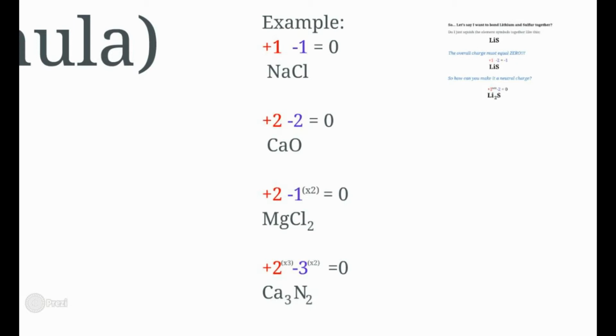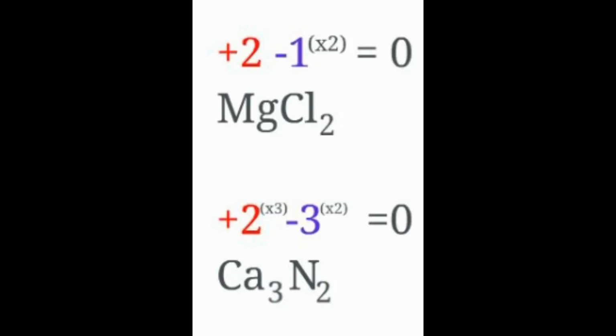This is not cal, it is calcium oxide. But if you'll notice why it's a 1-to-1 ratio, calcium has a +2 charge, and oxygen is -2. They balance each other out. That's why it's a 1-to-1 ratio. But what if they're not balanced? They don't have a 2-to-2 or a 1-to-1. Then you have to start doubling them up, and that's where your subscripts come into play.